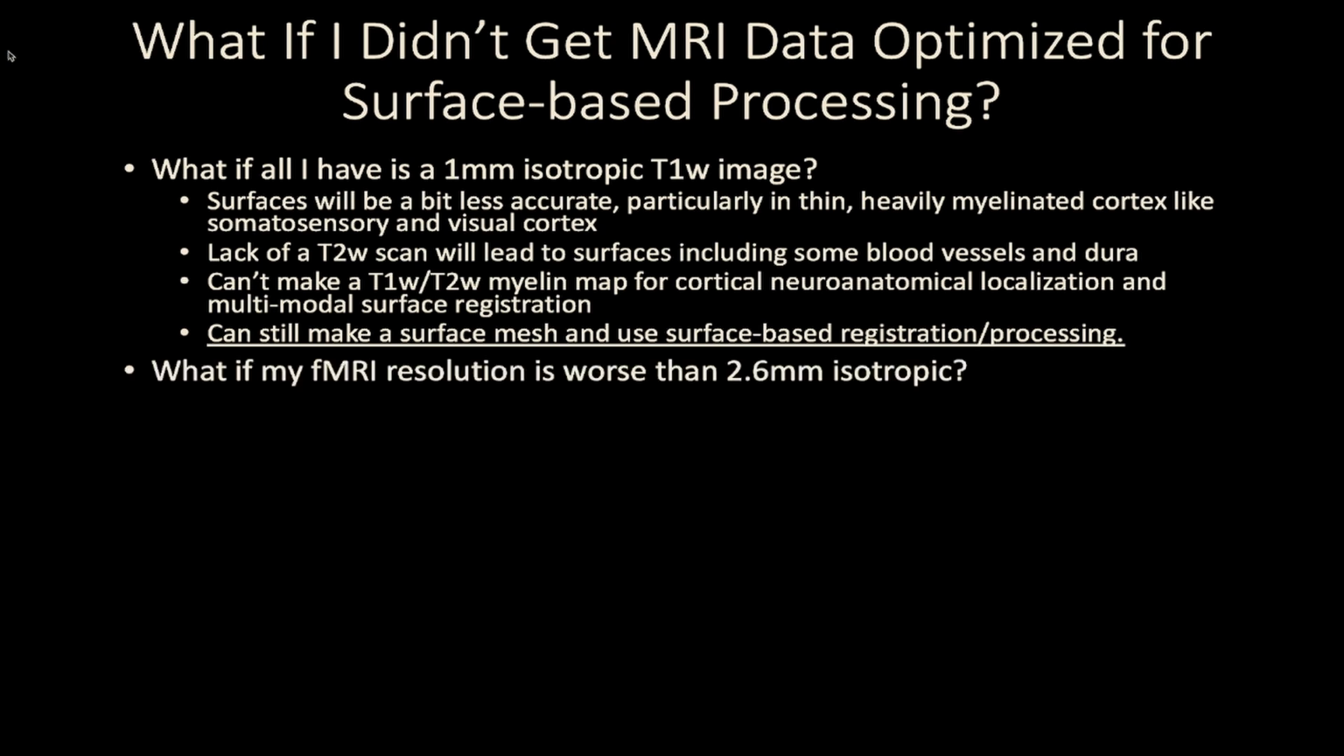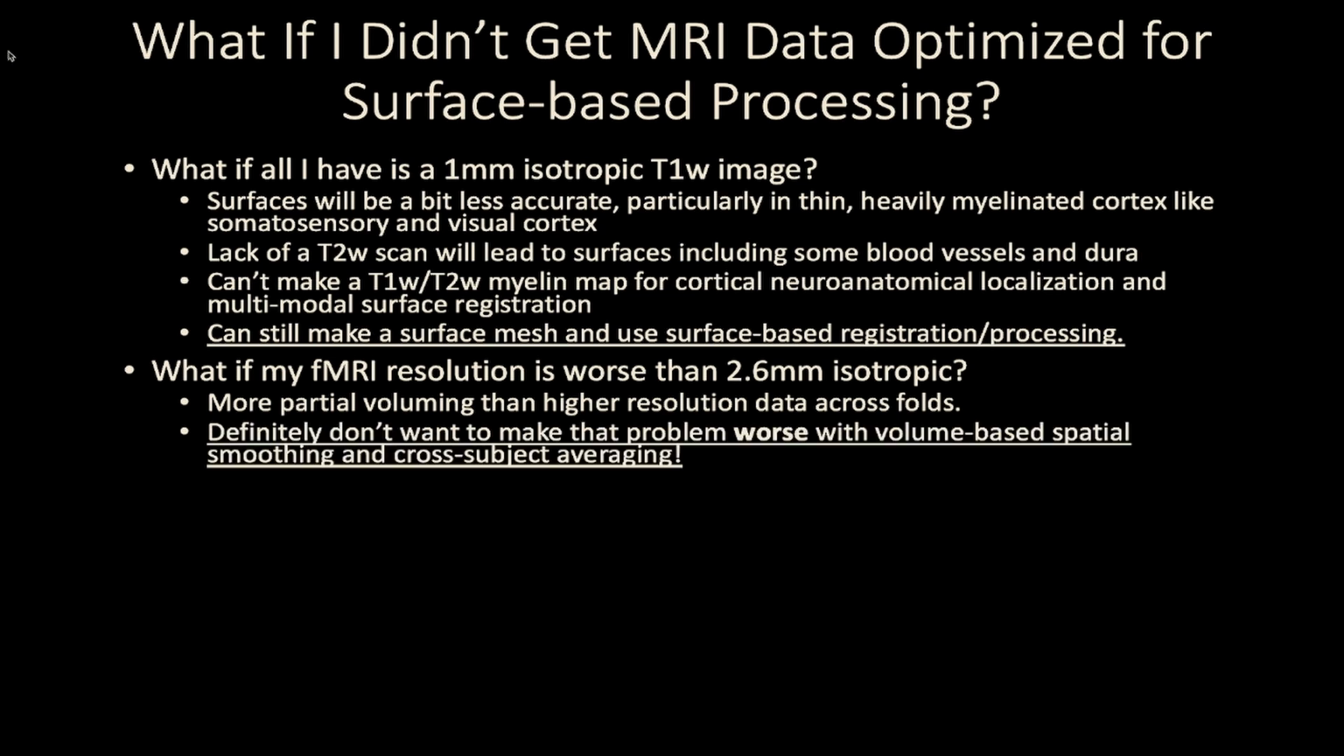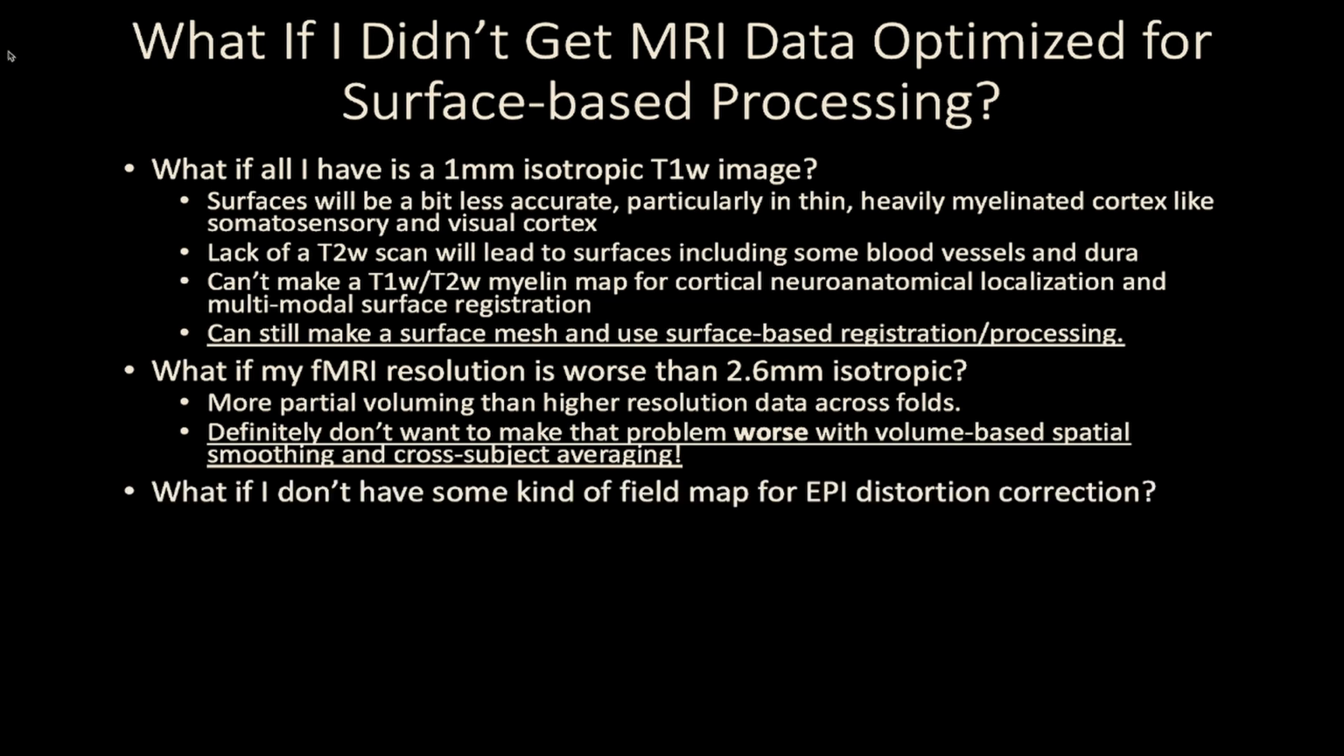What if it's worse than 2.6 millimeter isotropic? Well, it means you will have some more partial voluming than the higher resolution data across cortical folds, but you don't want to make that problem worse by smoothing the data in the volume, because that's just going to make the partial voluming orders of magnitude worse than you're starting with. So you still want to get your data onto the surfaces.